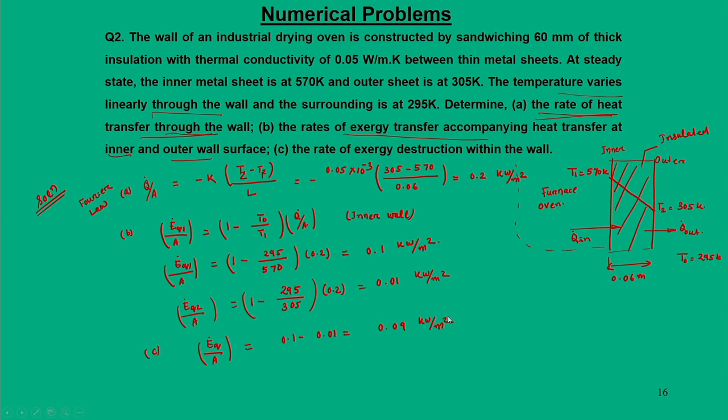So, this says that we have a substantial amount of exergy destruction, and that exergy destruction is sometimes unavoidable, but it needs to be minimized. This can be minimized by improving the thermal conductivity of the insulation materials. So, these two problems give us some glimpses of how exergy destruction is a significant parameter in many industrial processes. So, with this I will conclude, and thank you for your attention.